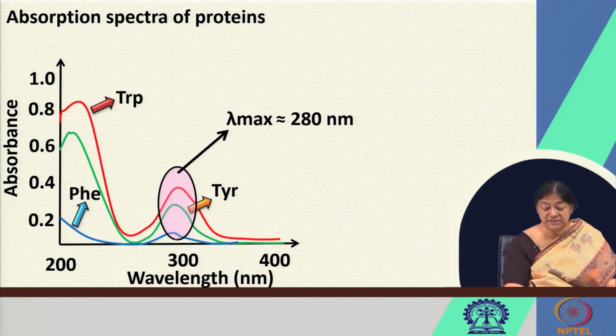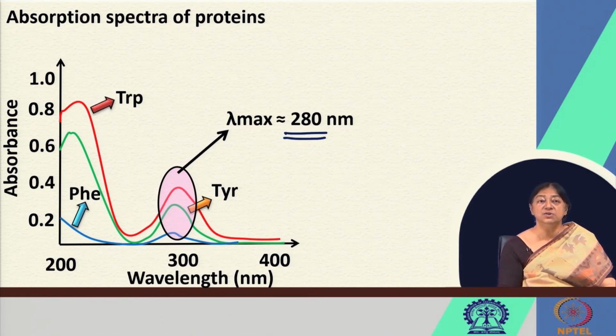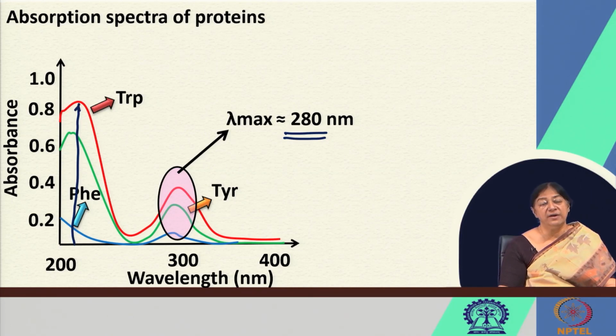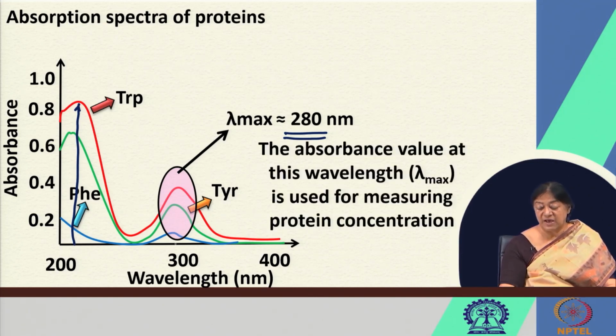So, there is our lambda max. Where is it? It is around 280 nanometers, telling us that our solution does have a protein or does have an amino acid present in it that corresponds to 280 nanometer as a lambda max, telling us the presence of a protein. Here also we see some transitions at a lower wavelength, meaning a higher energy, meaning a different transition. But we are interested in this particular transition of 280 nanometer, because the absorbance value at this particular wavelength is used to measure the protein concentration, which we will see in a moment.